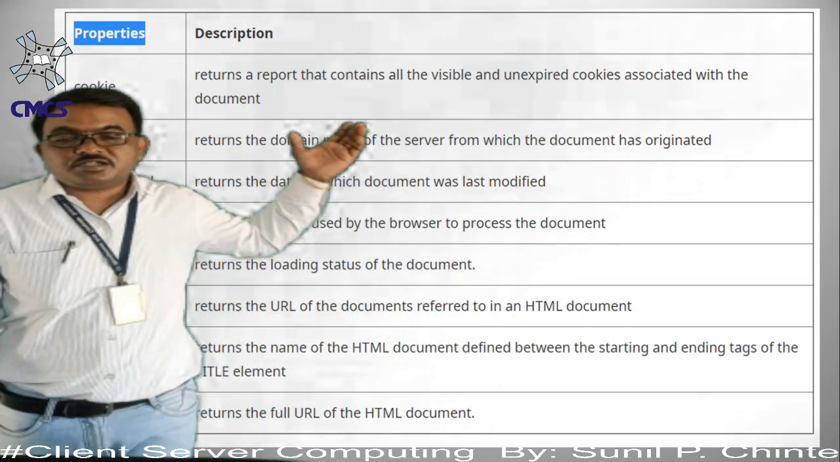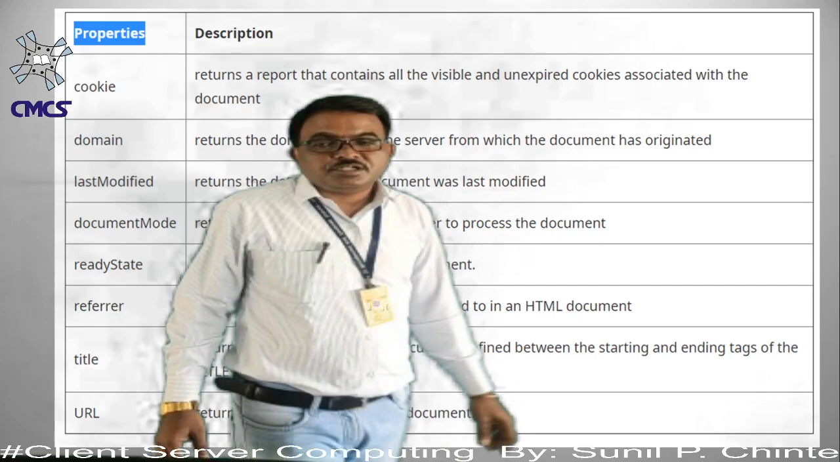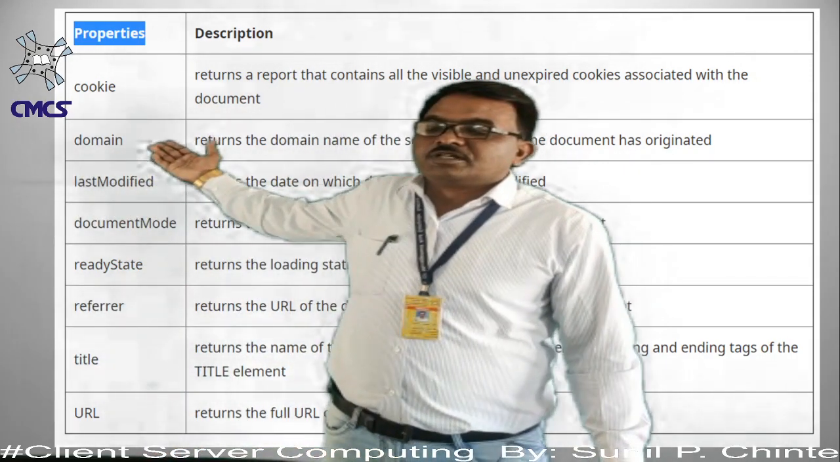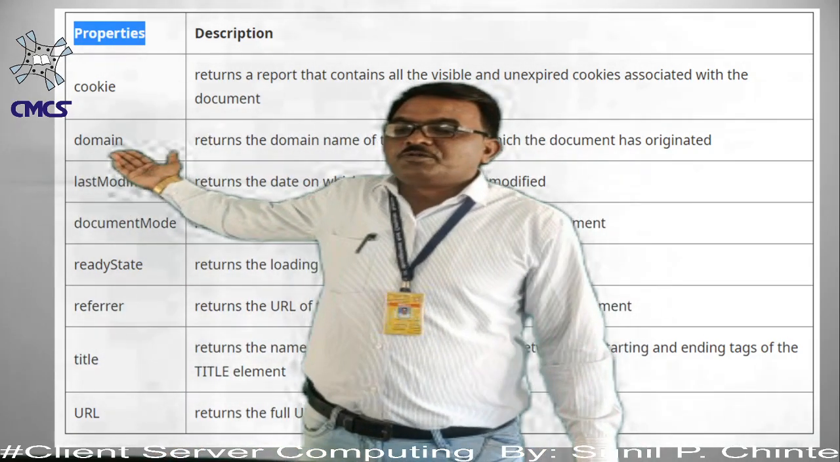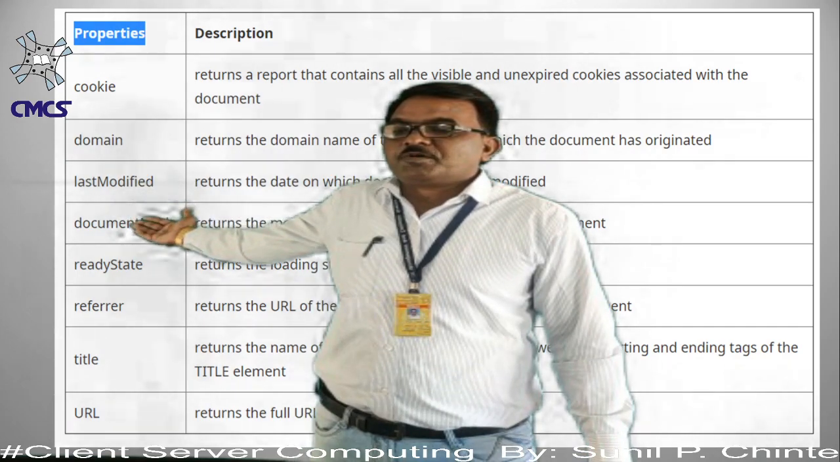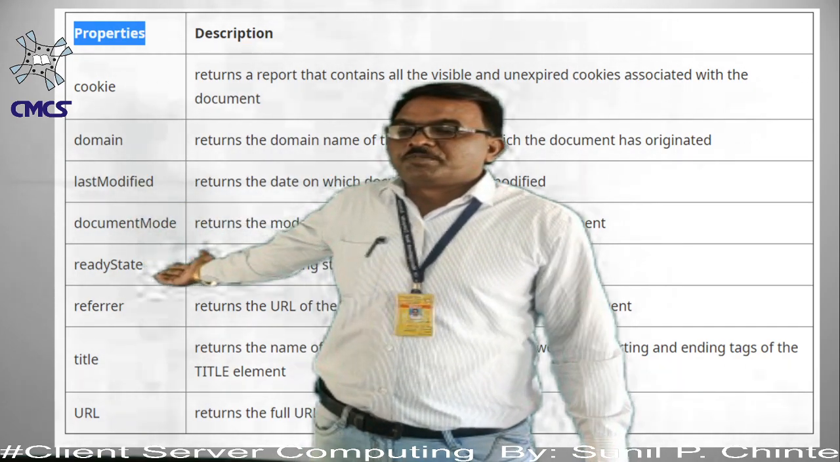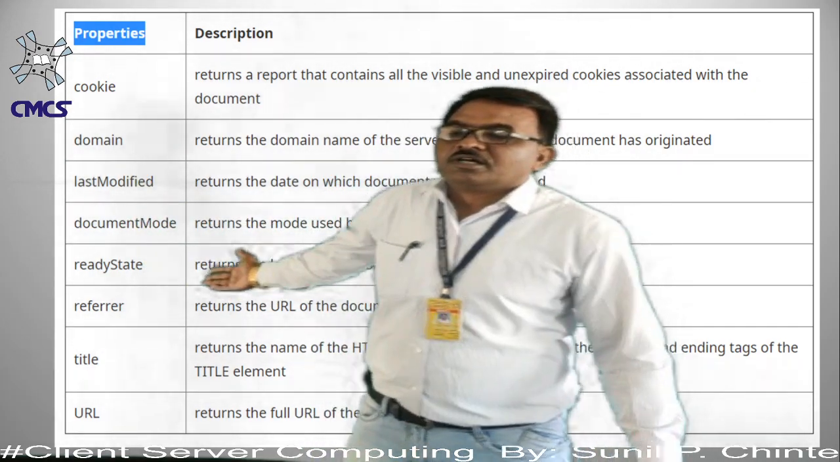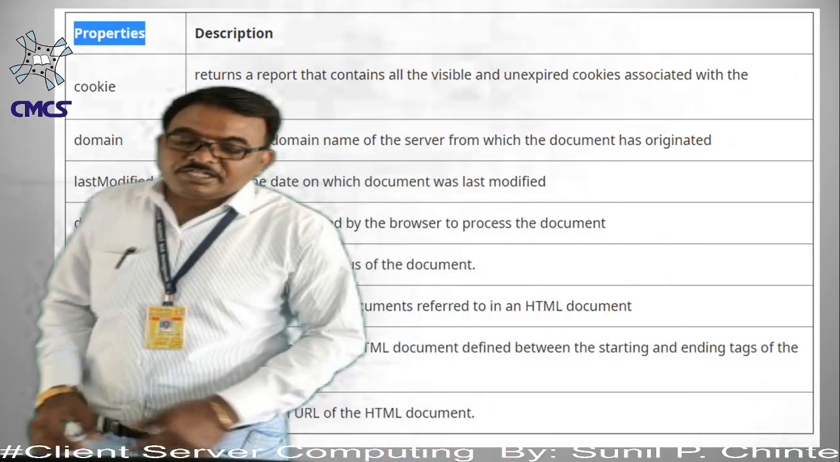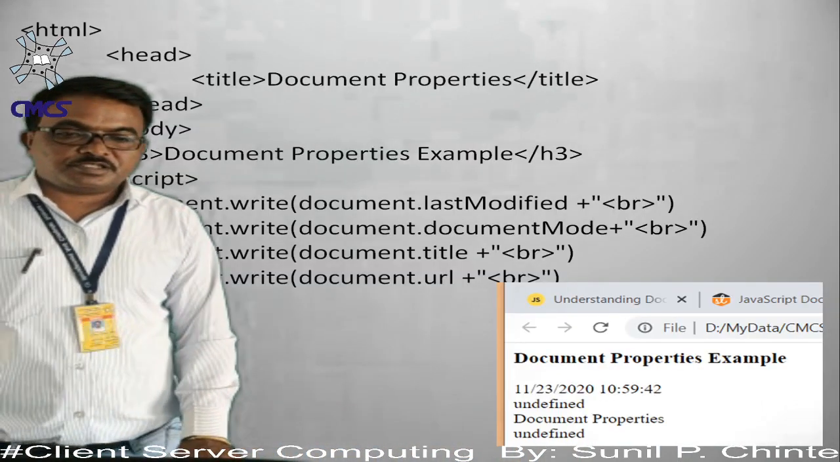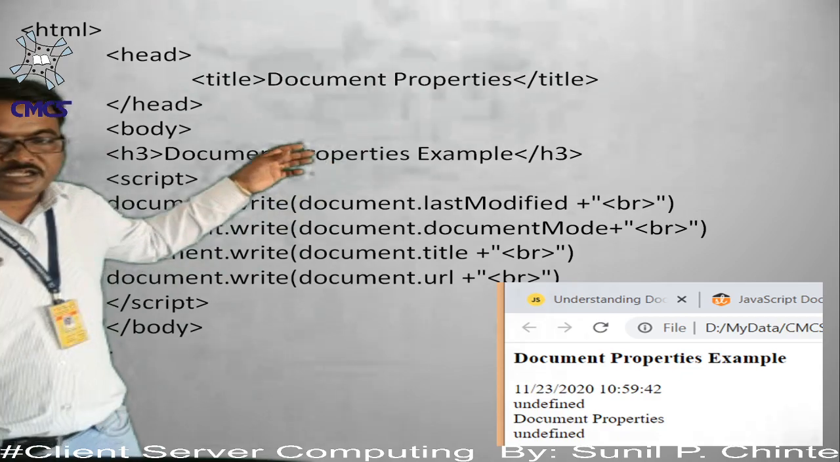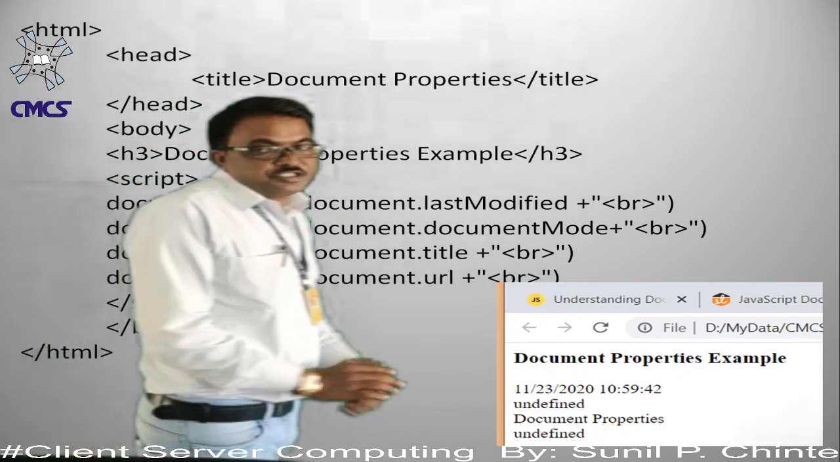So these are the properties that come with the document object: the cookies property, domain property, last modified property, document mode property, ready state property, referrer property, title and URL properties. Now let's see the demonstration of how this works.